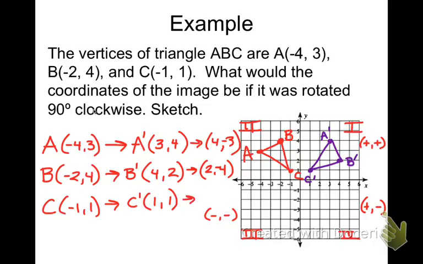And then my C, well, 1, 1 doesn't really change, but now it's going to be positive 1 and negative 1. So let's see what that looks like. I'm going to do that in green. So 4, negative 3 is here, A double prime. 2, negative 4 is here, B double prime, and then 1, negative 1, C double prime.